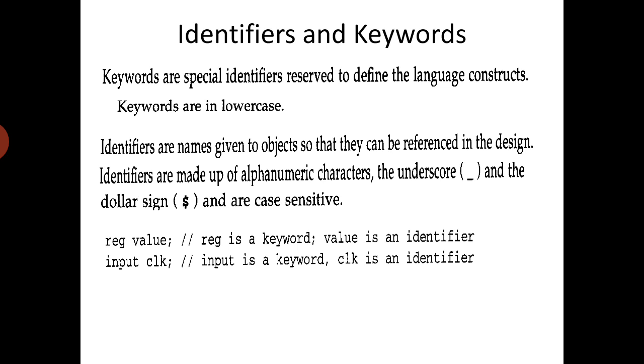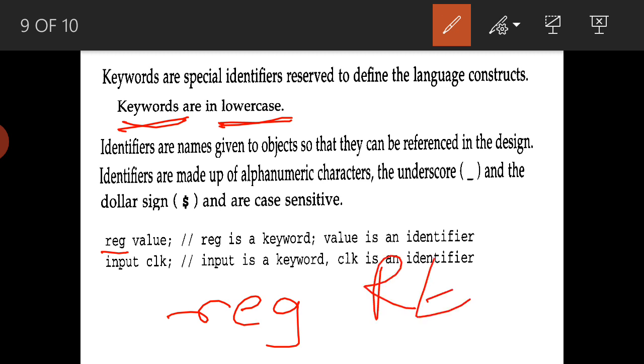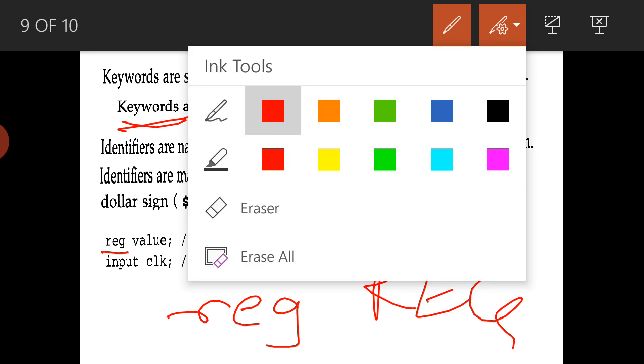So keywords are special identifiers, reserved to define the language constructs. Means the keywords are fixed. There is a standard set of keywords that we must use while writing the code, and they are in lowercase, not uppercase, because Verilog is case sensitive. For example, the keyword is reg, so we need to use small letters only, we can't use caps. So this is case sensitive.